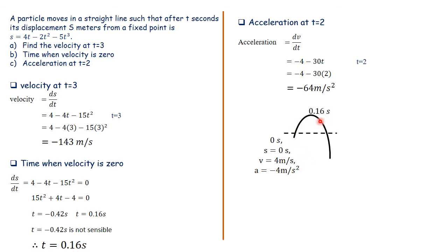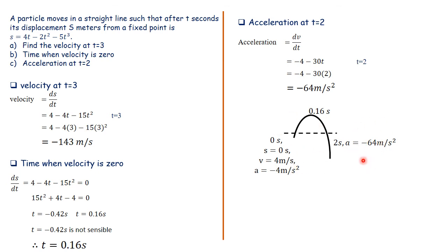Let me also say that the answer we got in part B of the question was that velocity was 0 at 0.16 seconds. And this is the point where the stone is overcome by gravitational force and starts going down. At 2 seconds, the acceleration was negative 64 meters per second squared. Why is it negative? It is deceleration. So, I don't know, this may be controversial, but this is what I thought.